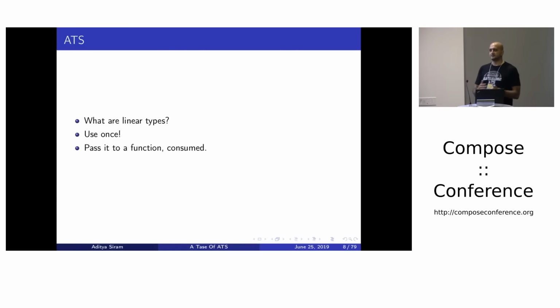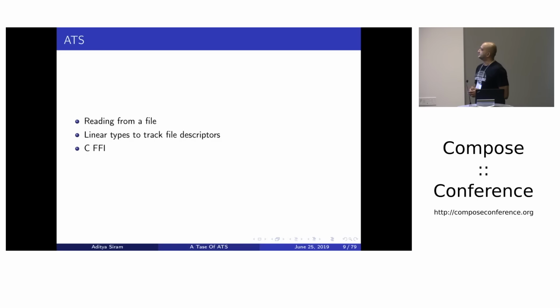There's a lot of subtlety between linear types and affine types and things like that, but I'm not going to get into that. This is what I need right now to show how the examples work. So the first example I want to look at is reading from a file and using the linear type system to track the file descriptors. So you close them, right? And using the CFFI to do various things.